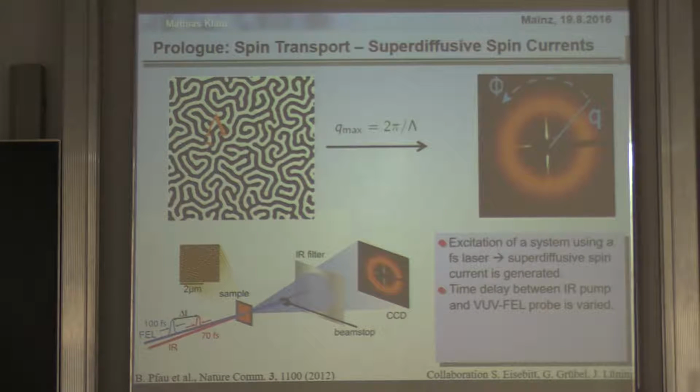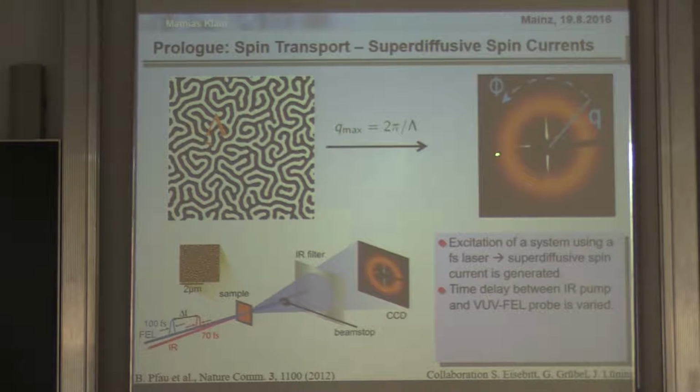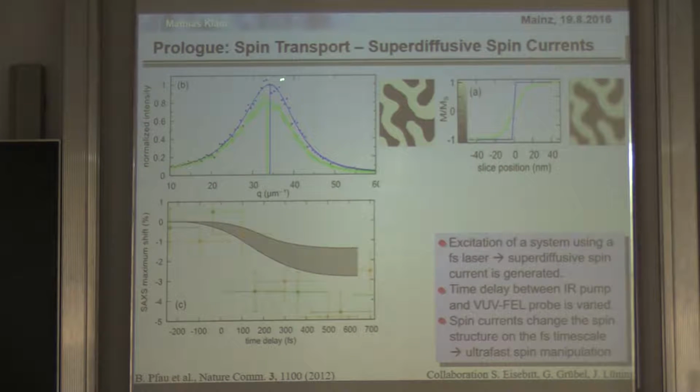And now we measure how this superdiffusive spin current alters the spin configuration, so the magnetization pattern, the domain structure, as a function of time. And we see that the ring here changes its radius and its intensity. Initially it has a radius, this blue line here, at 34, and then after 200 femtoseconds it has like 33, so the radius has become slightly smaller, which means the spin structure has changed.